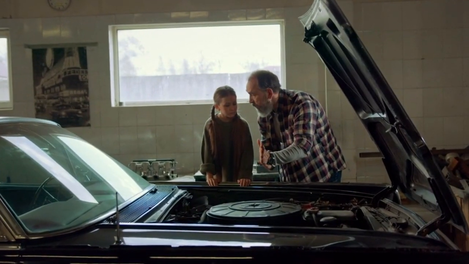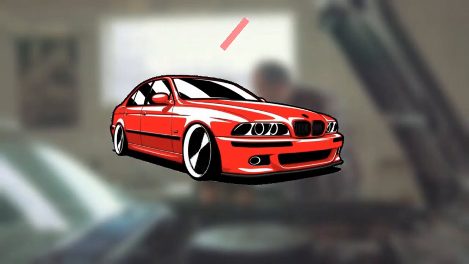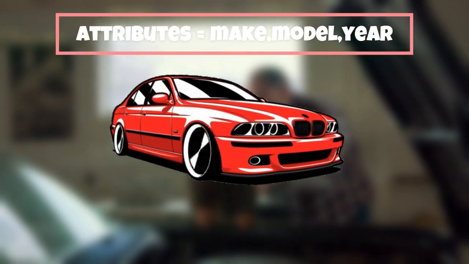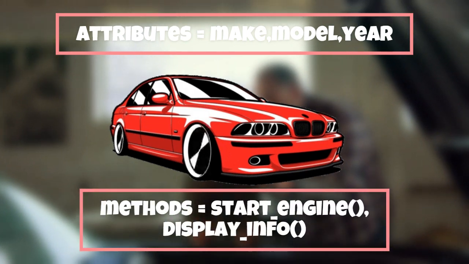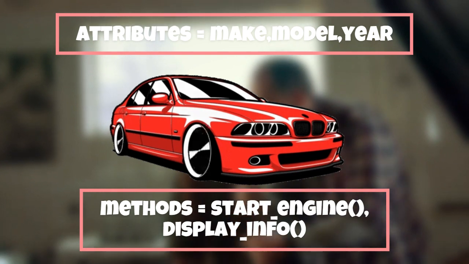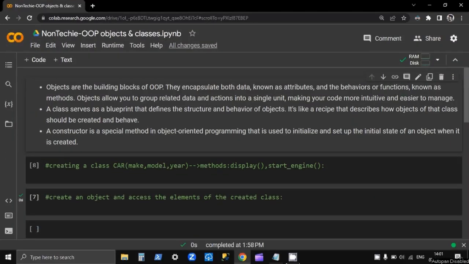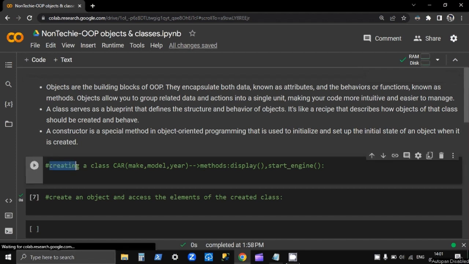Let's take an example. Imagine we are modeling a car. We can define a class called car with attributes like make, model, and year, as well as methods like start engine and display info, and to access that information, we use the created objects. Now to concretize your understanding, let's head to the screen and see how we can implement these things by creating our own class. Here we will be creating a class named car with make, model, and year as the attributes, and display and start engine as the methods.